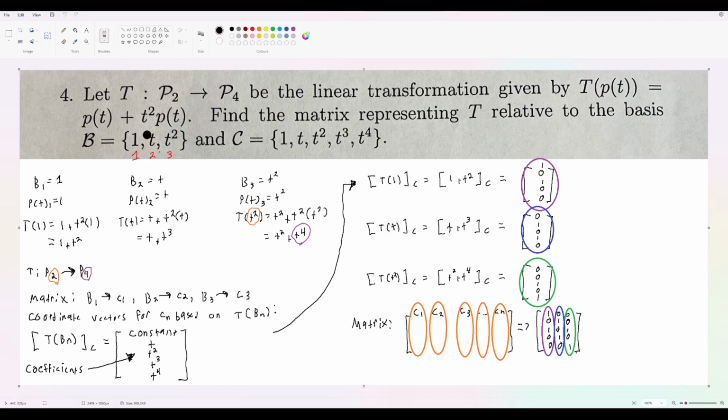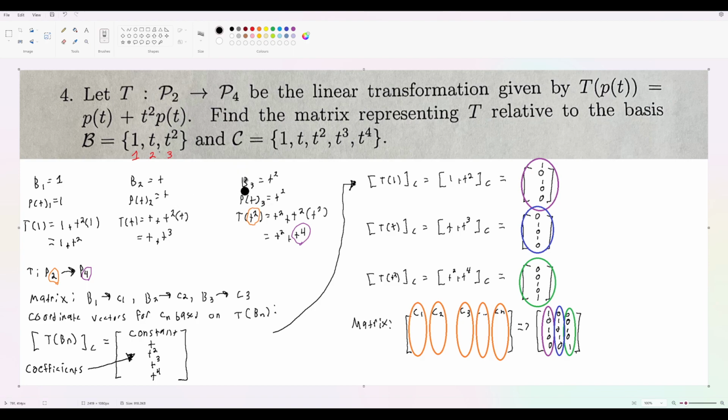The first thing we're going to do is take a look at the elements within our B. I like to define b1 as equal to 1, b2 as equal to t, and b3 as equal to t squared, so we just have a subscript representing the element. And how we've defined the transformation up here is T(p(t)) goes to p(t) plus t squared times p(t). So we can take b1 with respect to p(t). Basically p(t) of whatever is just going to be equal to whatever bn is equal to. So if b1 is equal to 1, p(t) is equal to 1, b2 is equal to t, p(t) is equal to t, and so on.